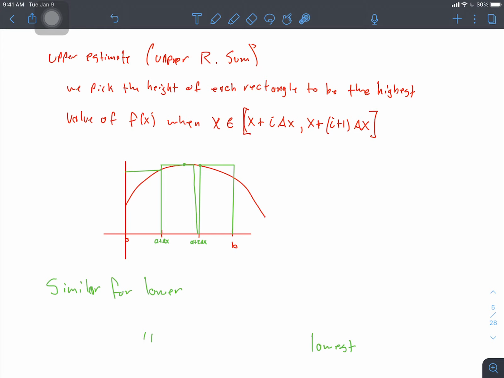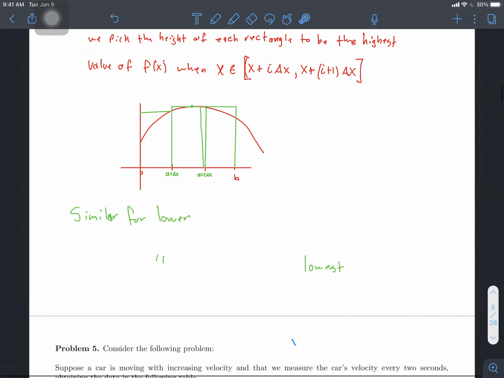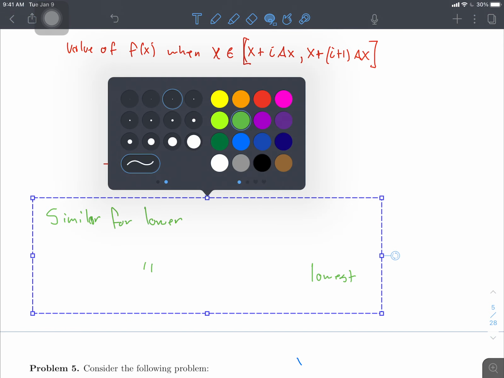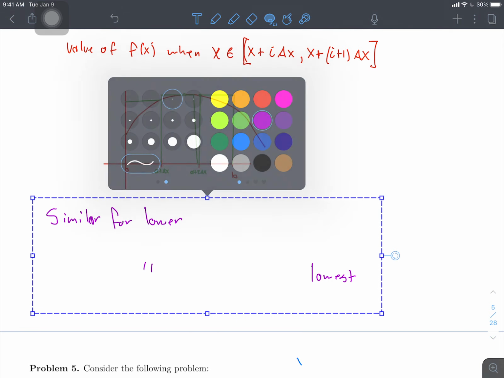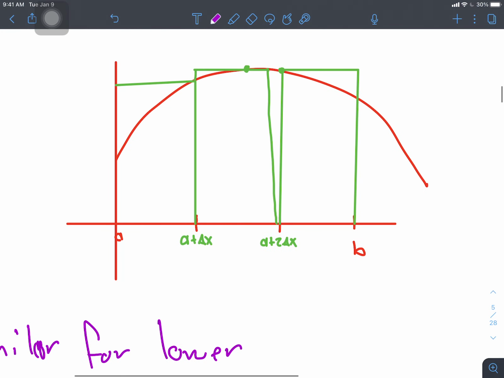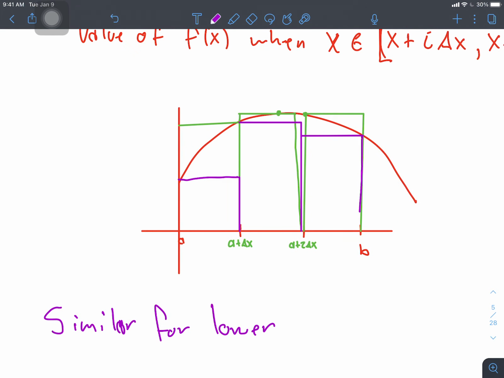Okay, so for a lower estimate, maybe what I'll do is I'll make this purple. That would be cool. I'll make that purple, and then I'll draw what the purple would look like. It would look like this, right? That would be the lower estimate. Take the smallest point on each subinterval, and I would get a lower estimate. So that's a situation where I would be underestimating the area, right?